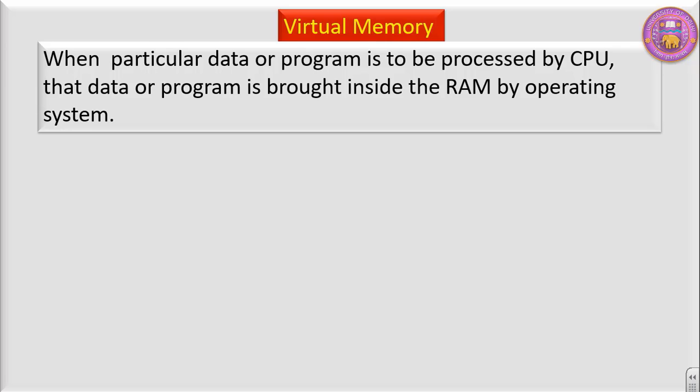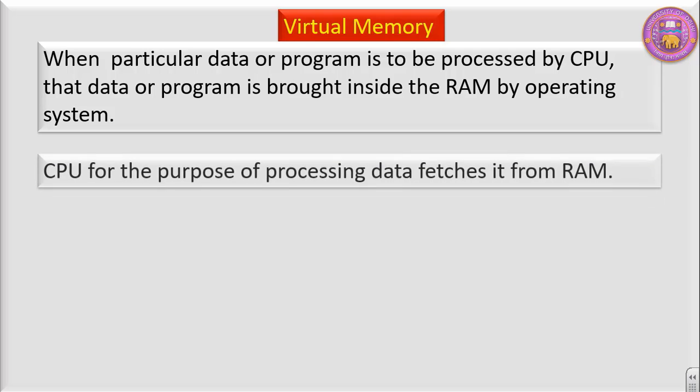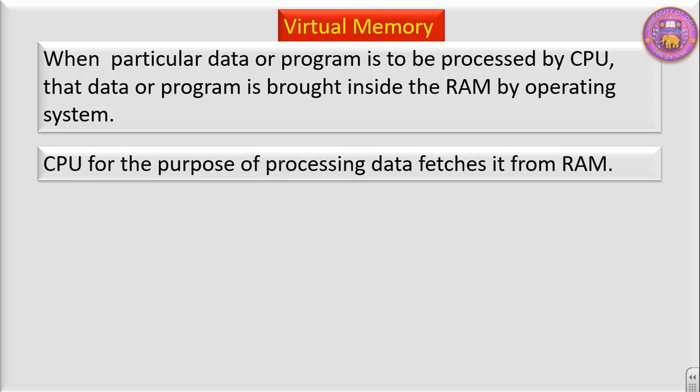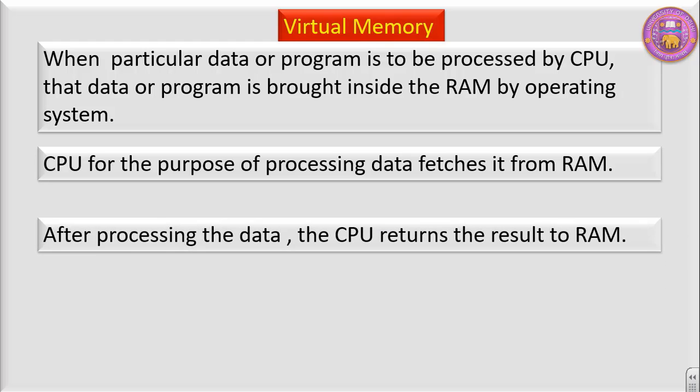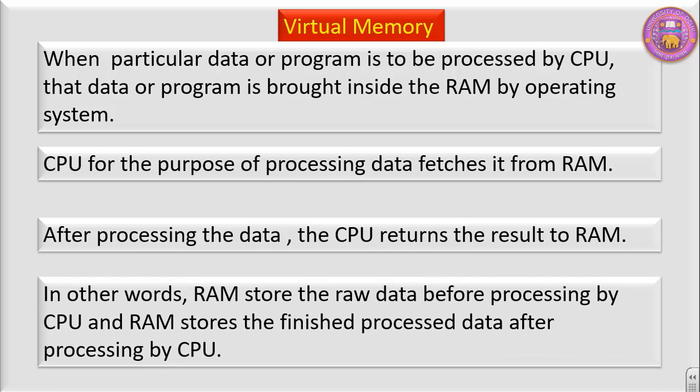When a particular data or program is to be processed by CPU, that data or program is brought inside the RAM by operating system. CPU, for the purpose of processing data, fetches it from RAM. After processing the data, the CPU returns the result to RAM. In other words, RAM stores the raw data before processing by CPU and RAM stores the finished processed data after processing by CPU.